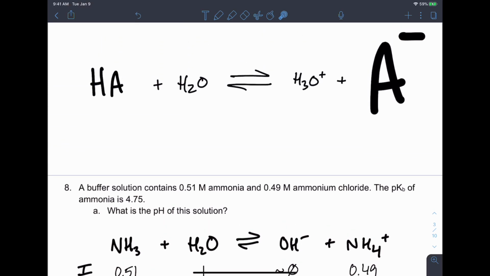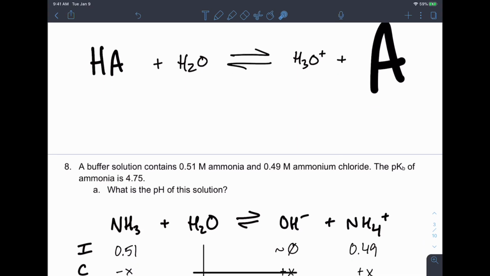So this is question 8 from the buffer review questions, and the question reads, a buffer solution contains 0.51 molar ammonia and 0.49 molar ammonium chloride. The pKb of ammonia is given, and that's 4.75, and our first task is to determine the pH of the initial solution. So before we add any strong acids or strong bases, we just want to know the baseline pH.